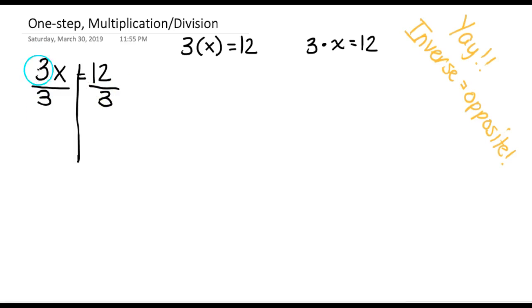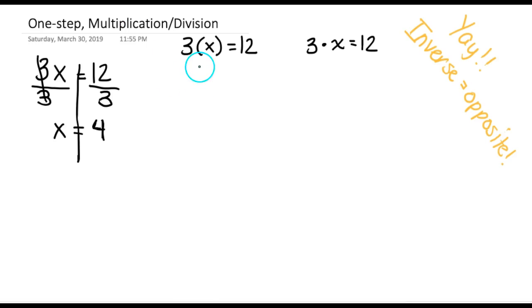3 divided by 3 is really 1. So this is really 1x. 12 divided by 3 is 4. But that 1x, we don't actually ever see that one. That's one of those invisible ones. I talk about that, the invisible one is there, but you never really see it. So it's going to be x equals 4.